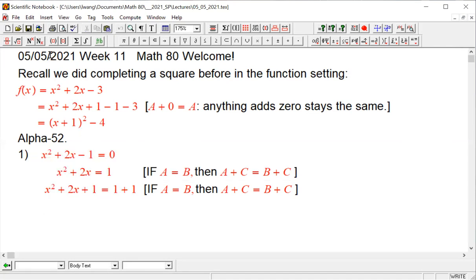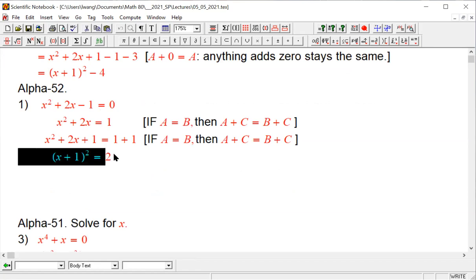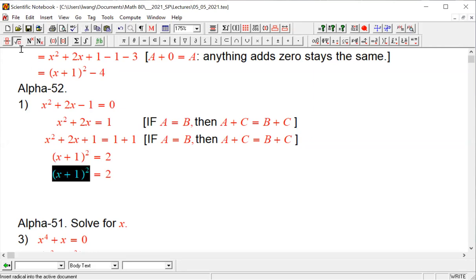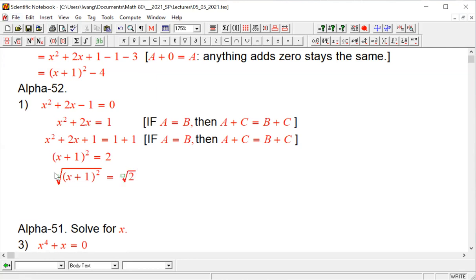And next, of course, we have made the perfect square, that's x plus 1 squared. If you factor the left-hand side, you get x plus 1 squared, and that equals 2. And then what? Then you're just going to take the square root on both sides.